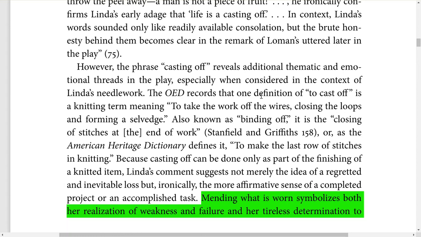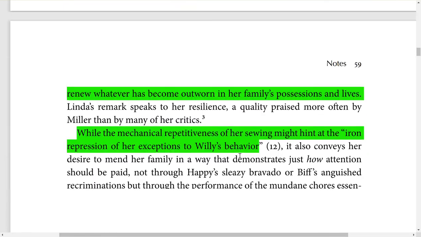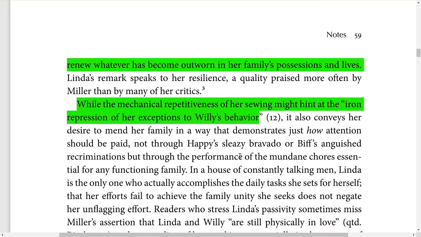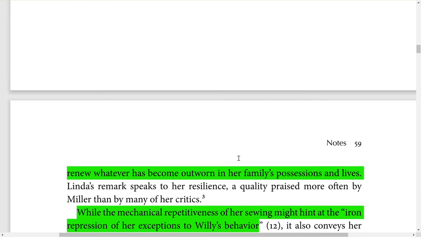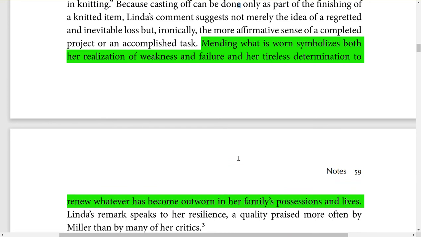"Mending that which is worn symbolizes both her realization of weakness and failure and her tireless determination to renew whatever has become outworn in her family's possession and lives. Linda's remark speaks to her resilience and quality, praised more often by Miller than by many of her critics." What we have here is the argument, the topic sentence, that is talking precisely about what the argument is.